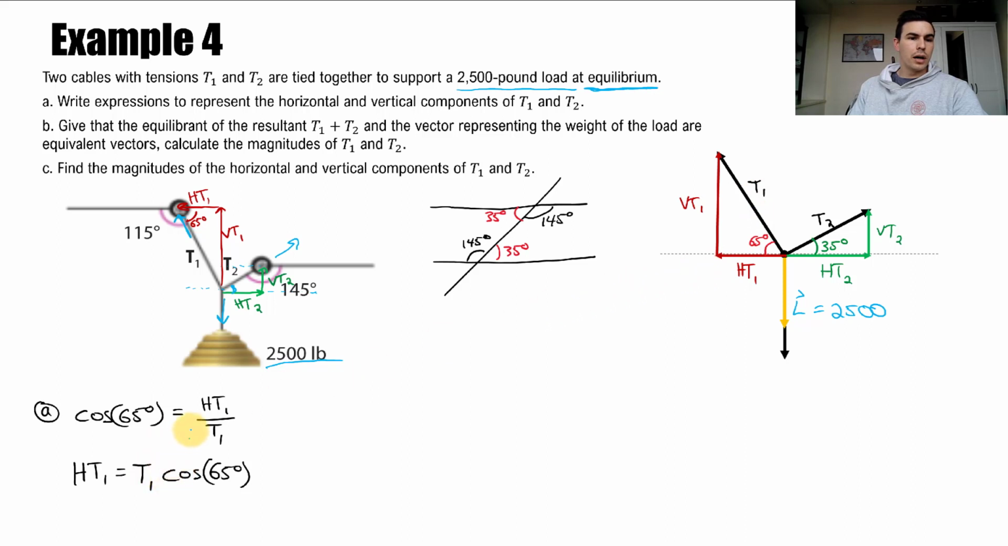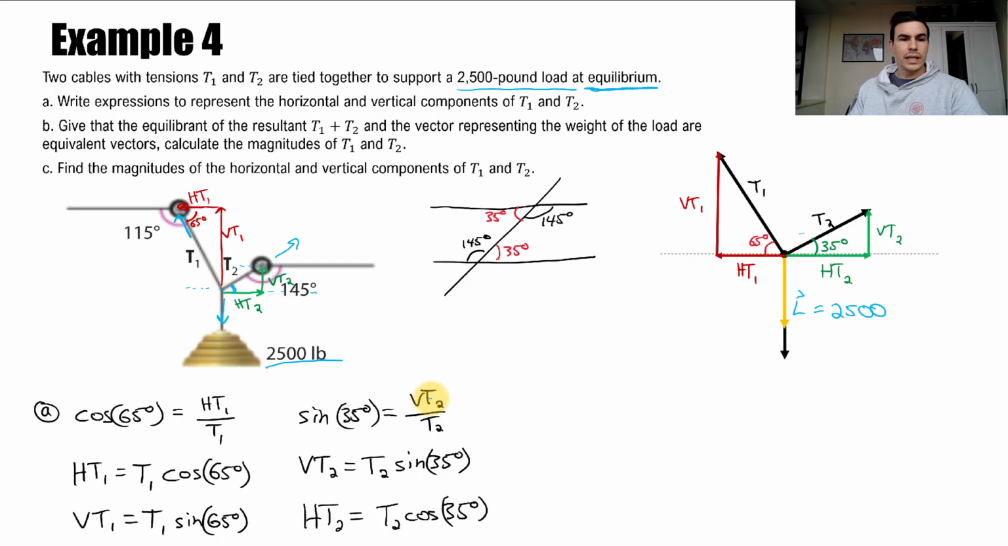And when I solve for the horizontal component of T1, that's going to be T1 times cosine of 65 degrees. And I can use the same thinking to find the equation for the vertical component of T1 as well. Now looking over here at our green components, the sine of 35 degrees is the opposite, which is the vertical component of T2, over the hypotenuse, which will be T2 itself. If I solve that for V2, we get tension 2 sine of 35 degrees.